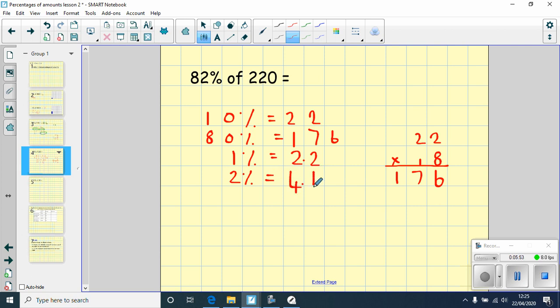Now some people get confused about which bits they need to use. Well, let's have a look. We want 82%. So we don't need that 10% anymore. We just need this 80%, which is here. We need 176, that's 80%, and then we need the 2%, which is 4.4 there. I don't need to do a column addition for this because I know 176 add 4 is 180, and then I just add the 0.4 on, so that's 180.4.